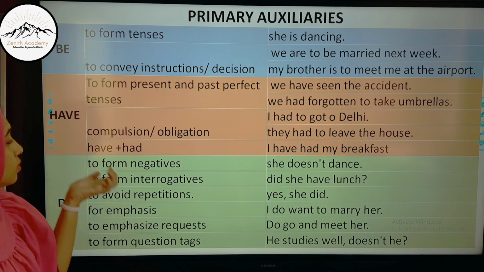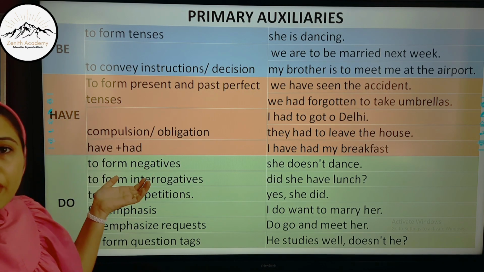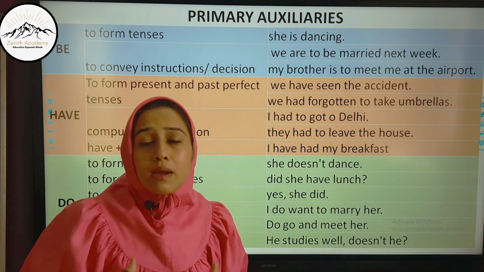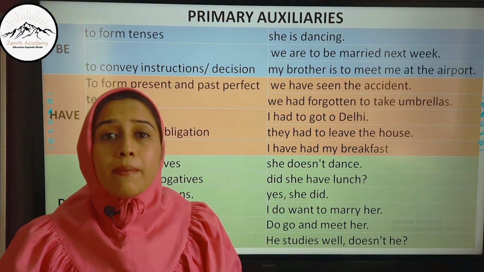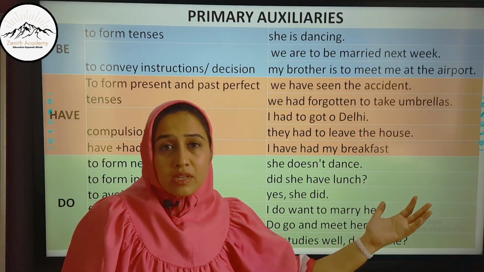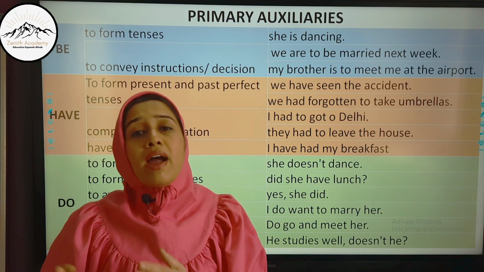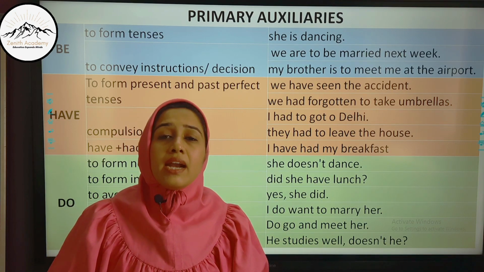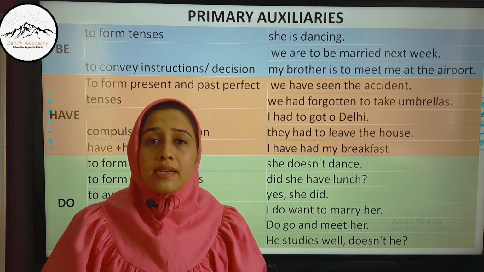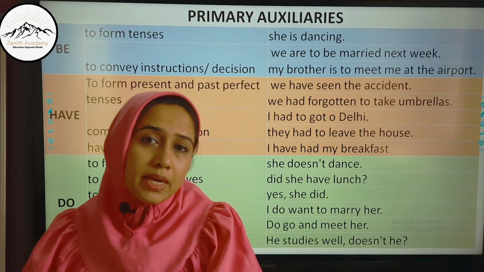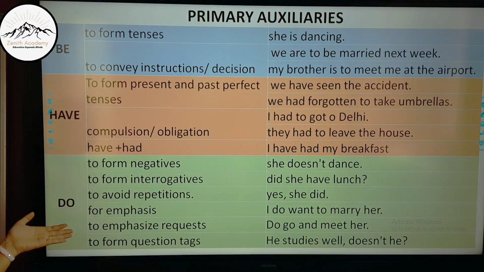Now, mostly we use have plus had. Have plus had is used to say some kind of work that I have already completed or some person has completed. I have had my breakfast. She has had her lunch. So when have and had are combined together in a single sentence, it creates an emphasis on the work that is completed.